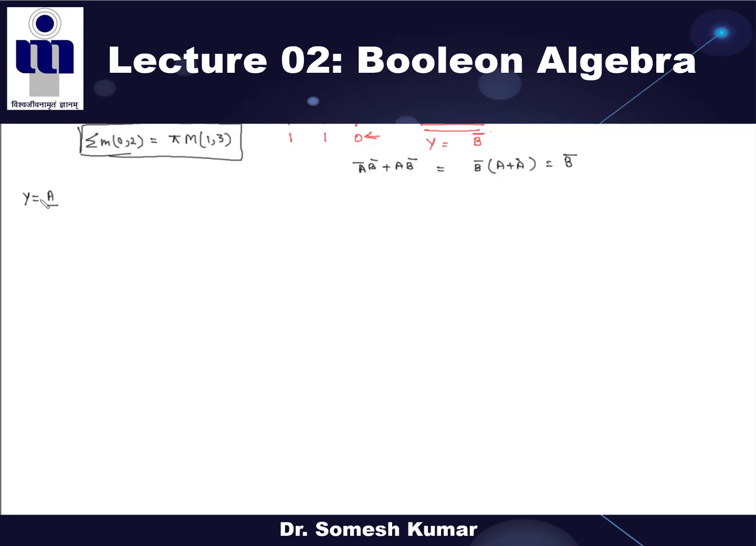Y equal to A. This is one expression, which consists of a single variable. So how many truth tables are possible? Four truth tables or four expressions are possible. If I am saying truth table, it means expression, right? For different kinds of expressions, we can write with single variables. This is the meaning of this.